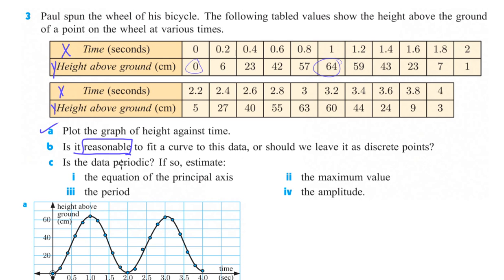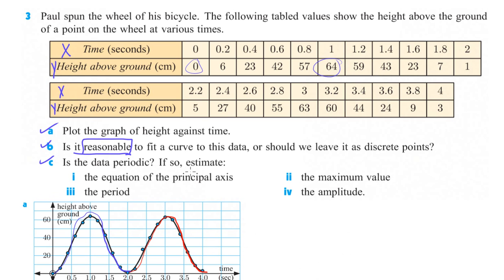Okay. Is this data periodic? It sure looks like it, right? Because we go from here up to here and back down here, and now we're going to repeat, right? It's going to do the same thing over again, and then we can keep doing it over and over and over. So yes, this is periodic.